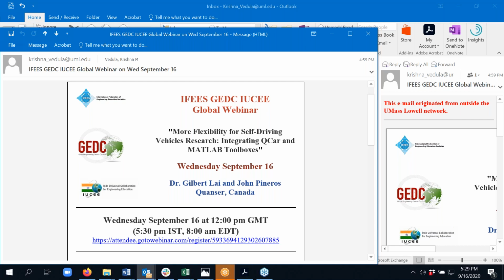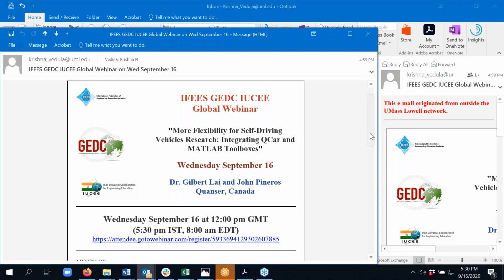Today we have industry speakers from Canada. The company is Quanser, and some amazing stuff that they're doing related to self-driving vehicles, research in that area. So the topic is more flexibility for self-driving vehicles research, integrating QCar and MATLAB Toolboxes.